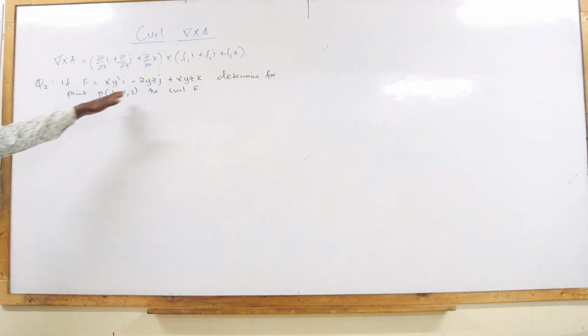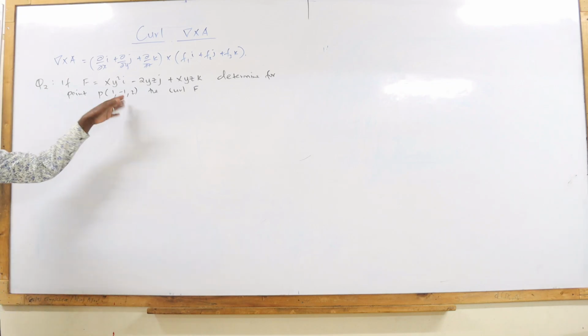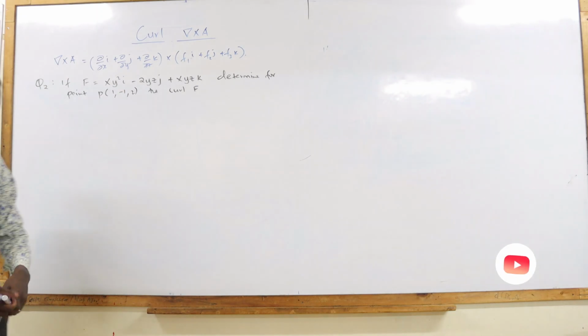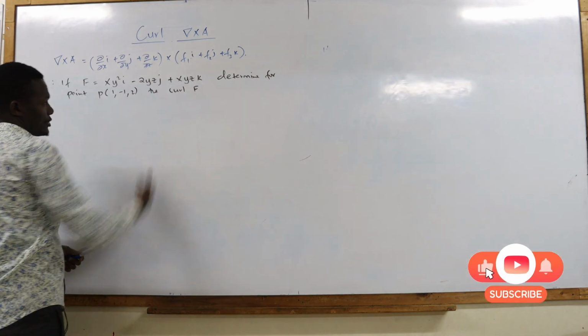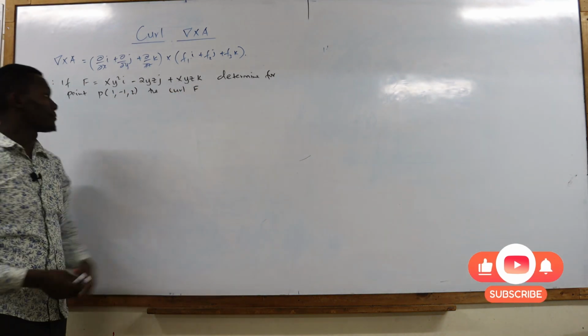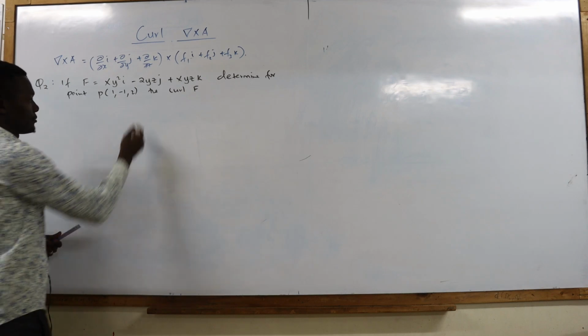We've been given f, determine for the point (1, -1, 2) the curl of f. Now this one, at least you can see, is a bit simpler function. So, solution.